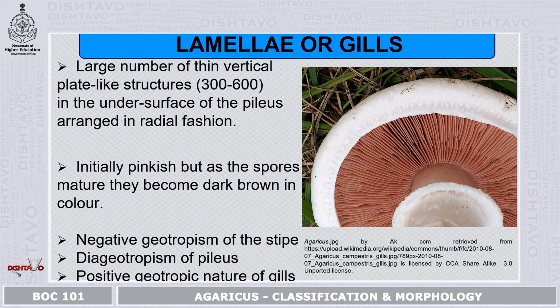Now, on the lower surface, on the undersurface of the pileus, you have several thin vertical plate-like structures. I mean these. These are initially pink in color, students, and on maturity, when the spores are formed, they will change their color to brown or dark brown. This place is responsible for the formation of the spores, the fruiting or reproductive structures called basidiospores. Now, the negative geotropism of the stipe, the diageotropism of the pileus, and the positive geotropic nature of the gills help the basidiocarp to stand erect.